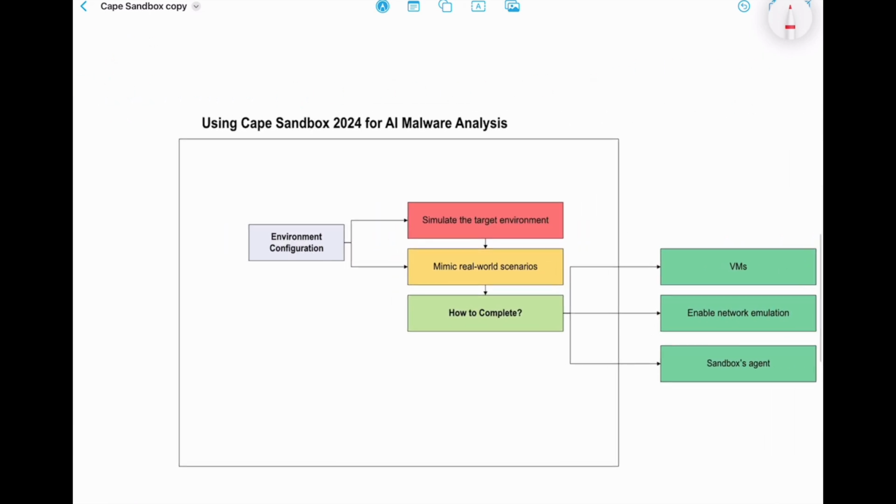And then, how do you use the Cape Sandbox? Here we're going to focus more on how, as opposed to defining why. First step, you need to have environmental configuration. You need to set up the Cape Sandbox to simulate the target environment where the malware is likely to operate. And why is this important? Because customized environments usually mimic real-world scenarios, and this increases the accuracy of the behavioral analysis.